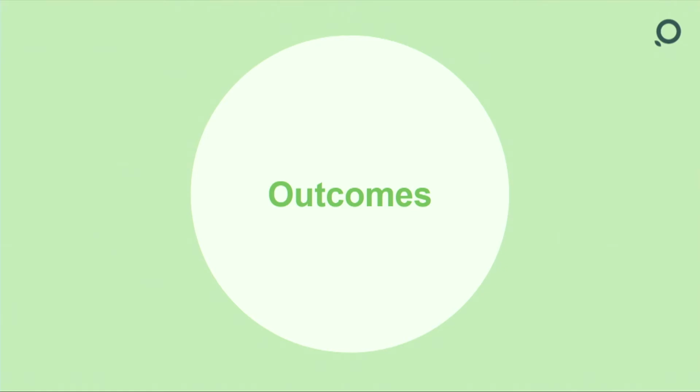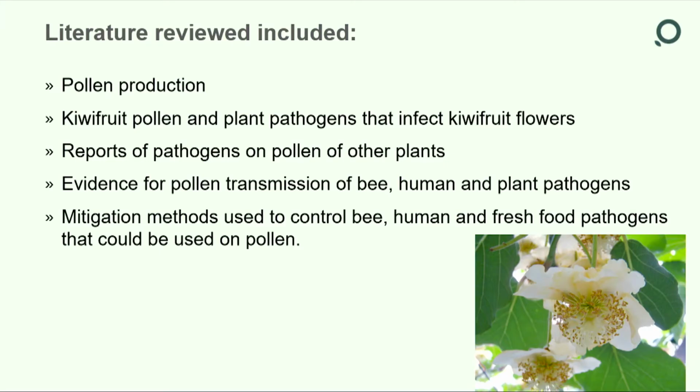So talking about the outcomes of what we have done, we reviewed pollen production, kiwifruit pollen and plant pathogens that infect kiwifruit flowers, reports of pathogens on pollen of other plants, evidence for pollen transmission of bee, human and plant pathogens, and mitigation methods used to control bee, human and fresh food pathogens that could be used on pollen.